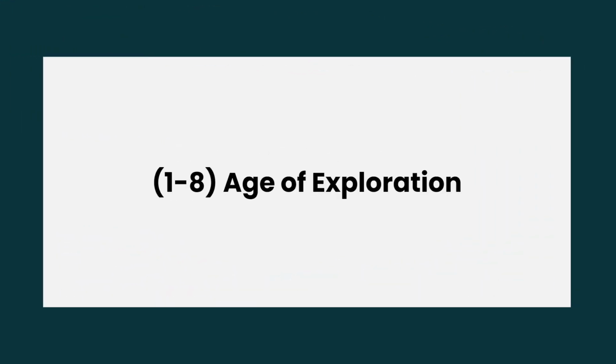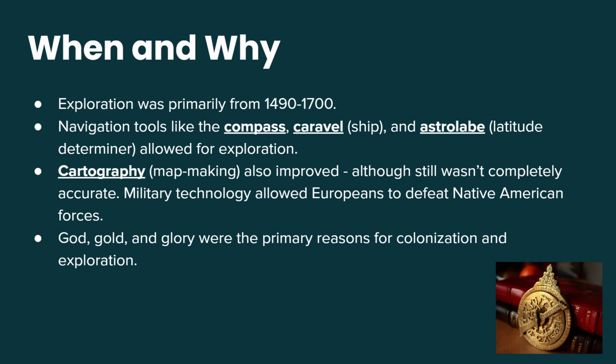So then there's the Age of Exploration. So when and why? This was primarily from 1490 to 1700. There were navigation tools like the compass, caravel, and astrolabe. The caravel is a ship, and the astrolabe, I don't know if that's how you say it, was something that determined latitude. These allowed for exploration, so they could actually know where they were. And then mapmaking or cartography also improved, although it wasn't completely accurate.